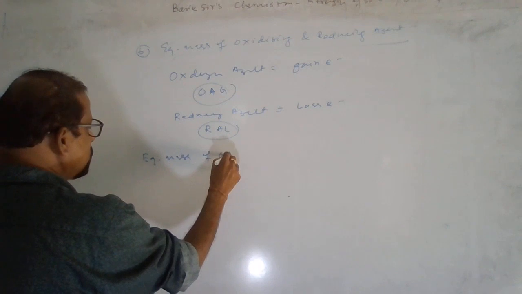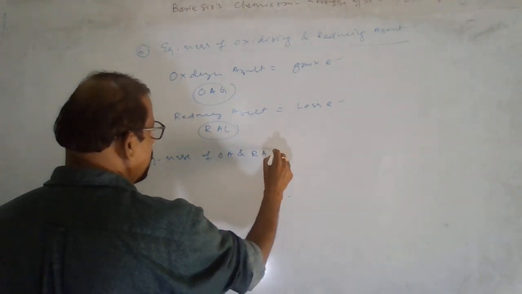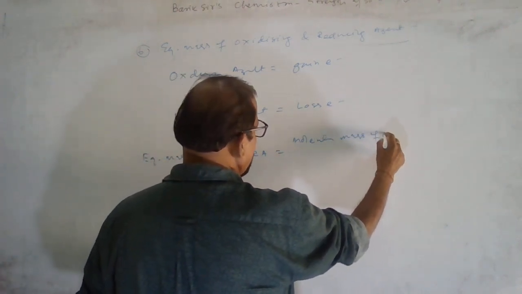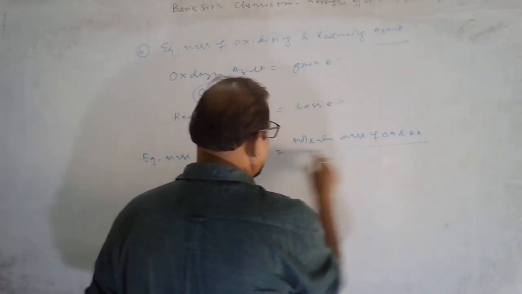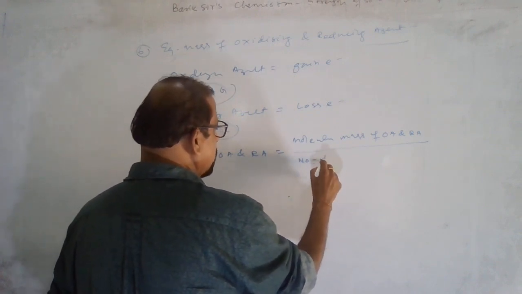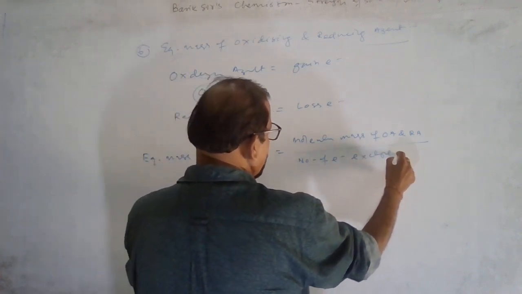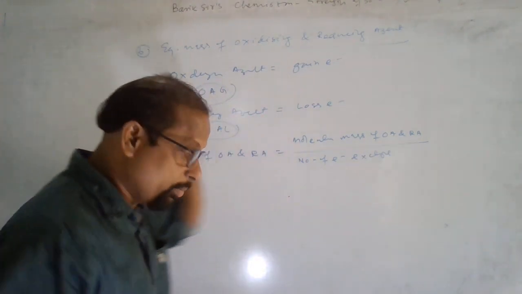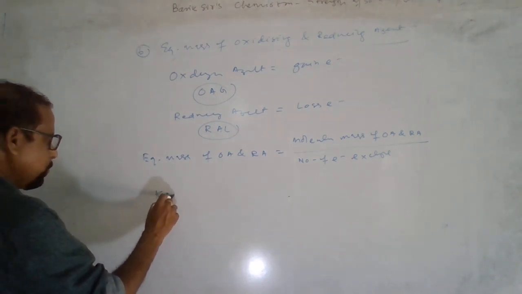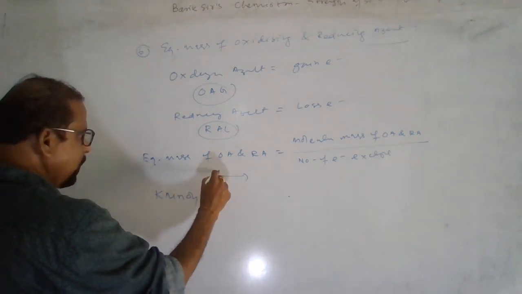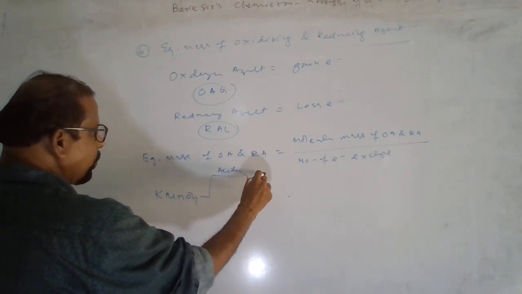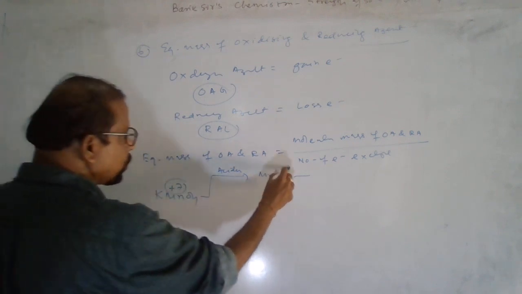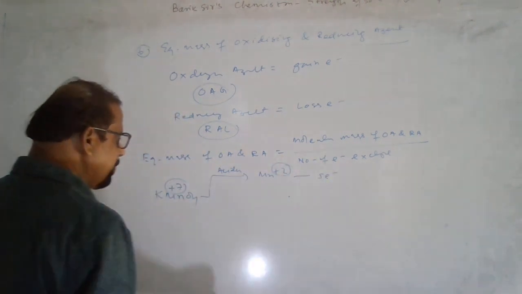The equivalent mass of oxidizing agent and reducing agent is equal to the molecular mass of the oxidizing agent and reducing agent by the number of electrons exchanged. So how many electrons are exchanged, that gives the equivalent mass. In different media, in acidic medium, permanganate is converted to Mn+2. It goes from plus 7 to plus 2, so the number of electrons exchanged is 5.